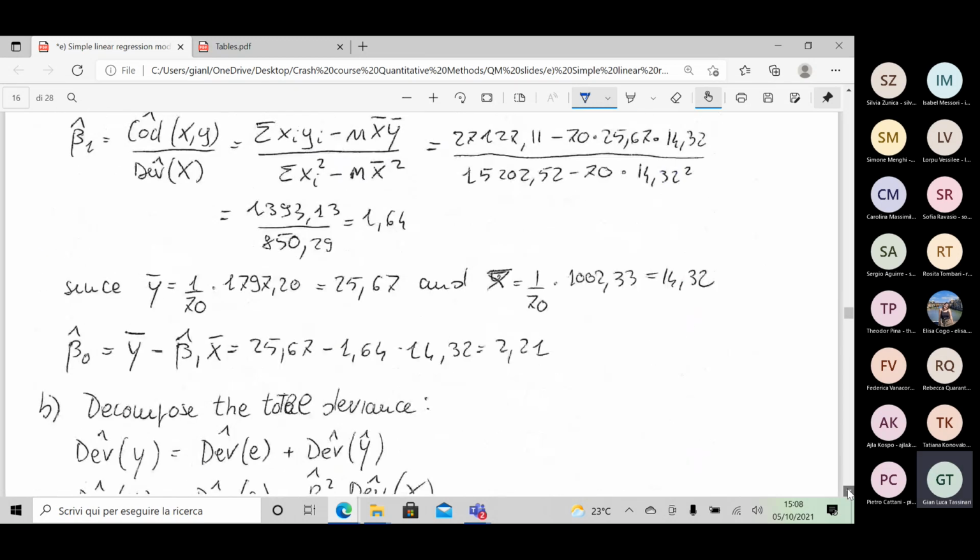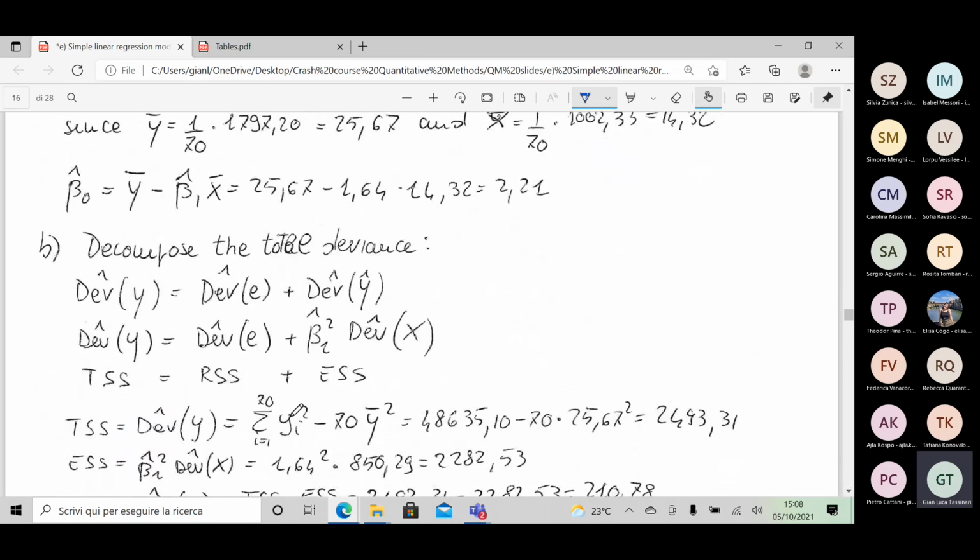I reported here the formula. This is reported among the data. n is 70, y bar has been computed here, which is 2567. Raise this 2567 to the power 2, do the computation, and this is the total sum of squares, or deviance of y.